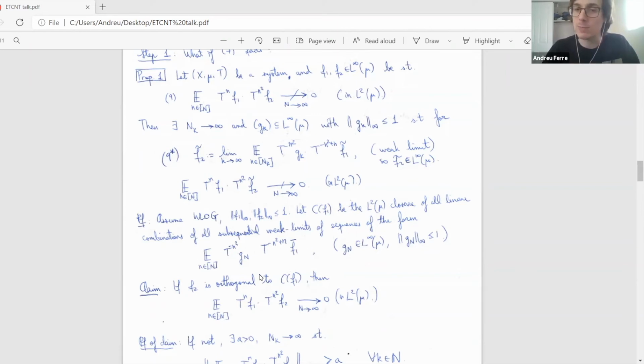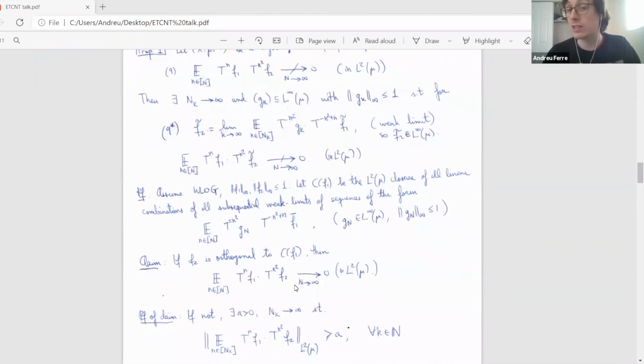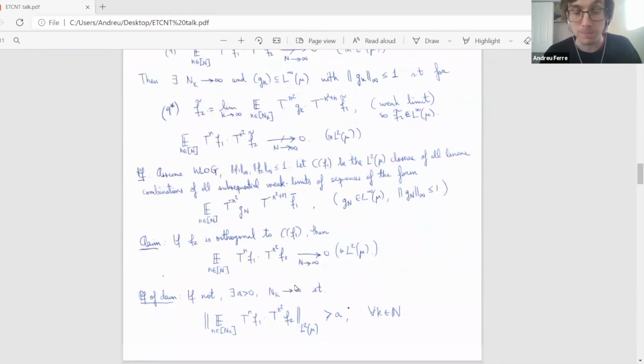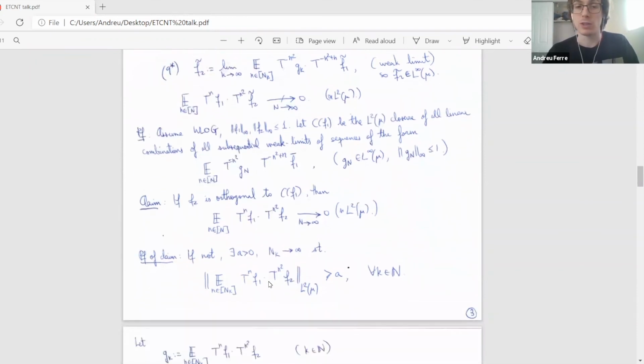So this is a humongous space. But now we claim that if F2 is orthogonal to this space that's determined by F1, we converge to zero. And as it turns out, this is going to be enough for what we want. And indeed, we just proceed by contradiction. So suppose that these averages do not converge to zero in L2, then we can find some positive number A and a subsequence along which we have the averages be bigger than or equal to A.